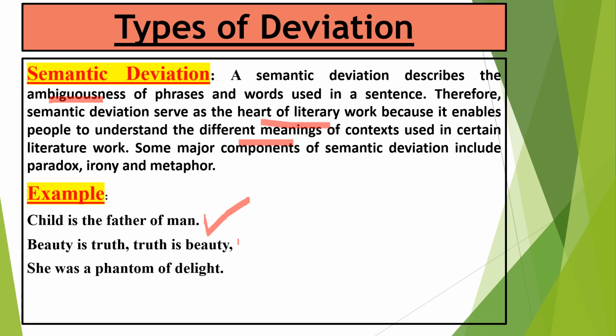Beauty is truth, truth is beauty. How is it possible? If beauty is truth, then how could truth be beauty? She was a phantom of delight. First of all, she, then phantom. And how could a phantom be a source of delight as well? So all these would lead to ambiguity.